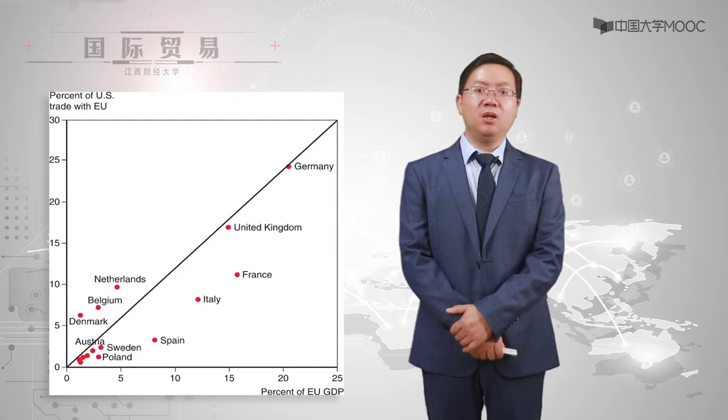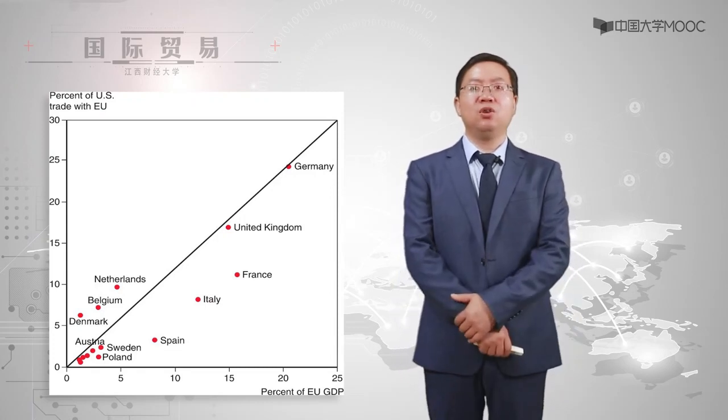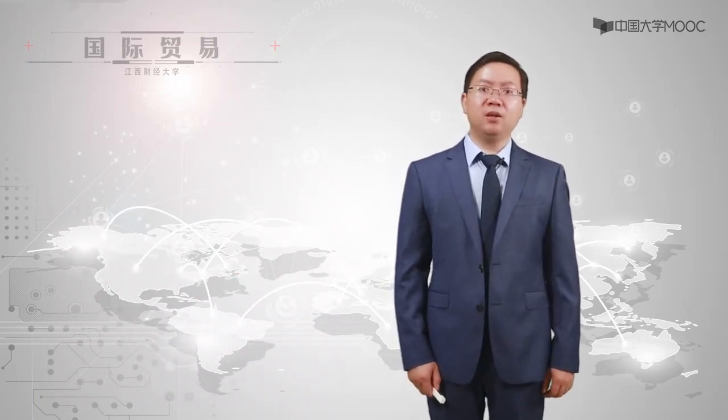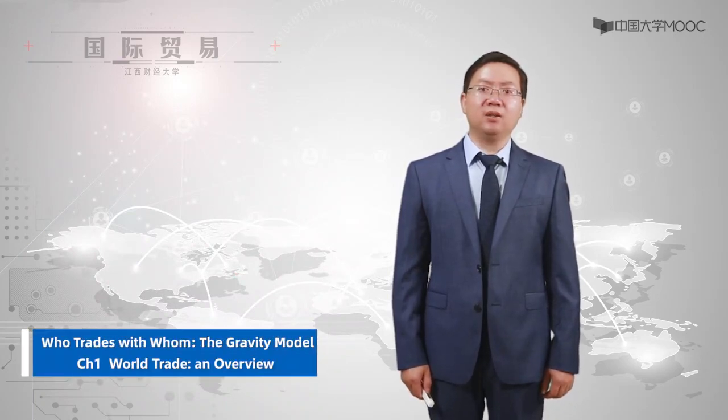Because Germany, the United Kingdom, and France are the biggest economies in Europe, their trade relationships with the USA are also relatively closer than those of other European countries. Besides economic size and distance, do any more factors affect trade patterns? The answer is yes. Even though economic size and distance are two crucial determinants of trade patterns, there are still some other factors that also affect trade relationships between countries.